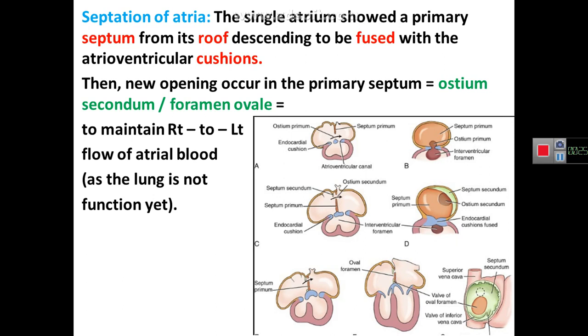Therefore, some children may show signs of right to left shunt of blood in the early period after birth, because the fusion of the secondary septum and the primary septum is not by fibrous tissue immediately after birth. But after 3 months, this fusion of the secondary septum and primary septum will be completed.